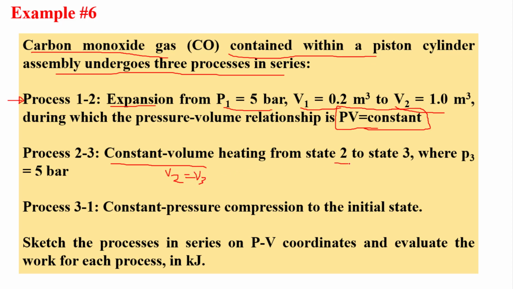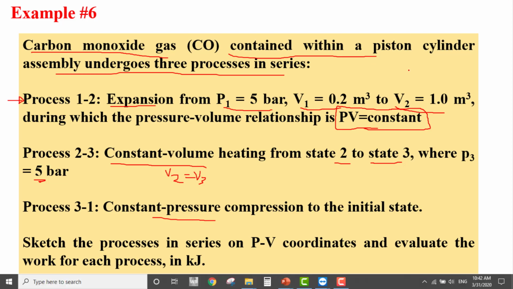Heating from state 2 to state 3, where pressure 3 equals 5 bar. Process 3 to 1 is a constant pressure process, so V3 equals V1, compression to the initial state. Now, what is required from this problem: sketch the process on a PV diagram and evaluate work for each process. Okay, let's move to the solving board.